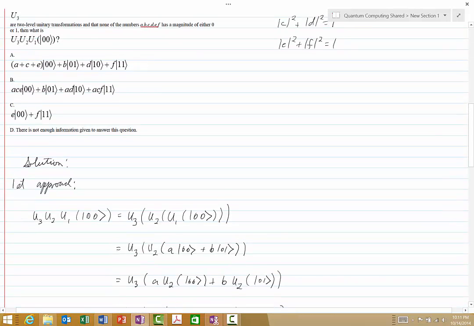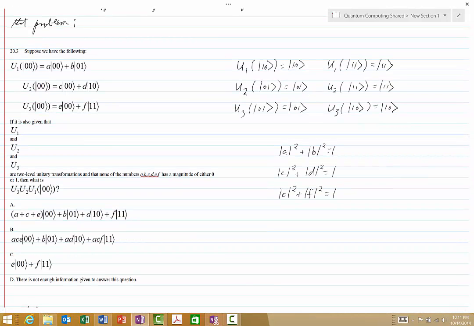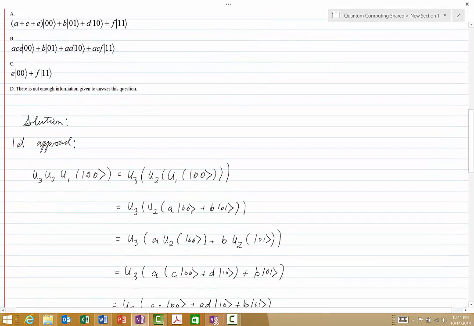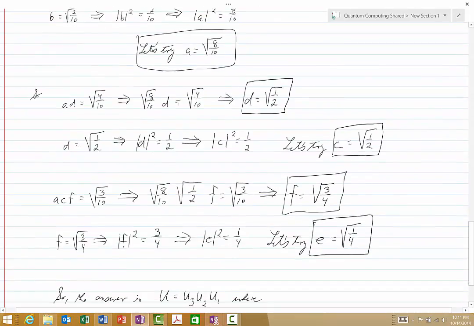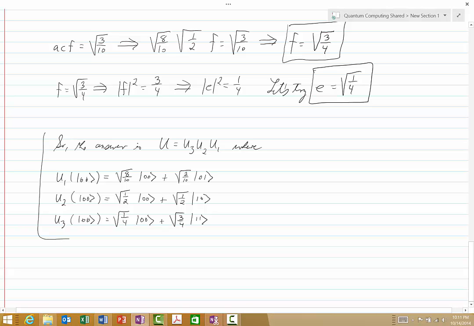And then finally, for U3, it goes to E 0, 0 plus F 1, 1. And E is square root of 1/4. So we have square root of 1/4 0, 0 plus square root of 3/4 1, 1. And so now we've written U.